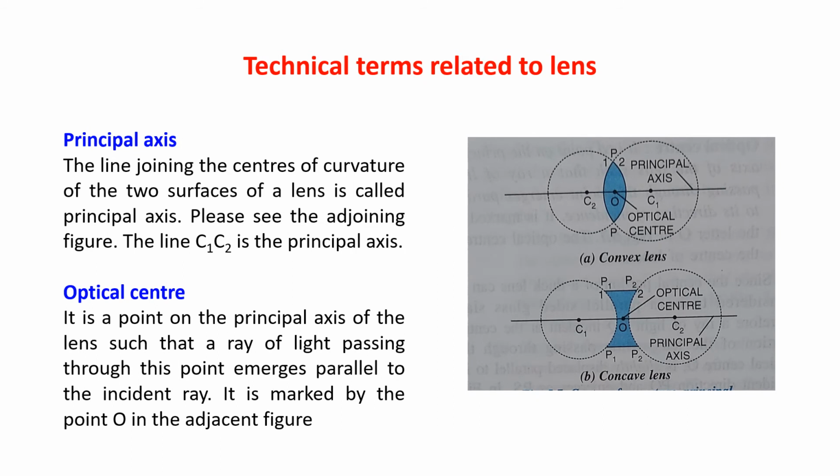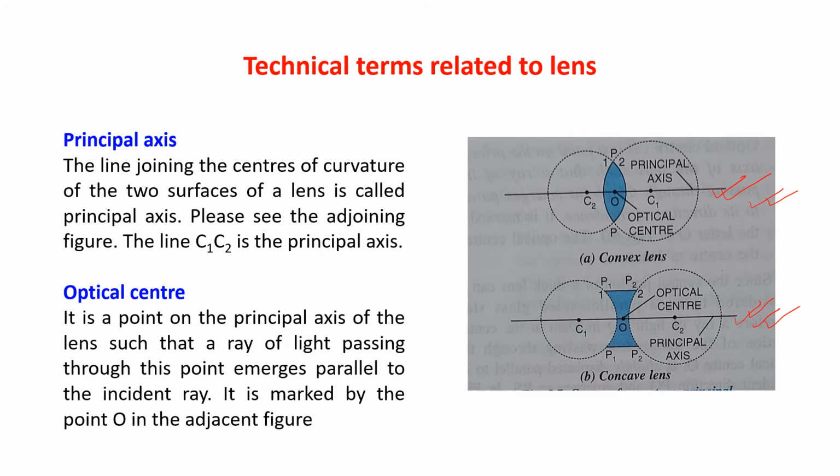Principal axis: the line joining the centers of curvature of the two surfaces of a lens is called the principal axis. Just look at the figure here. For the convex lens, the line joining C1 and C2 is known as the principal axis. For the concave lens, the line joining C1 and C2 is known as the principal axis.